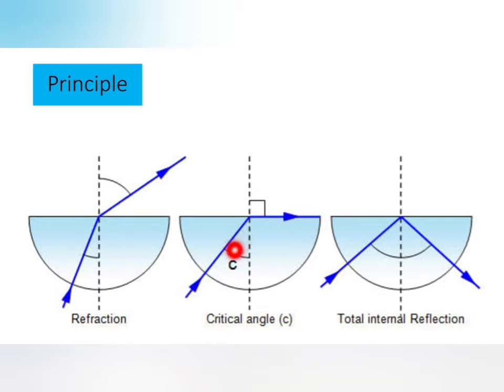If the incident angle becomes greater than the critical angle, then the light ray does not go into the second medium, the rarer medium, and it is reflected back into the first medium, the denser medium, from where it originated. This phenomenon is called total internal reflection.